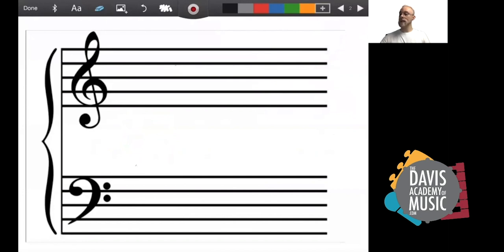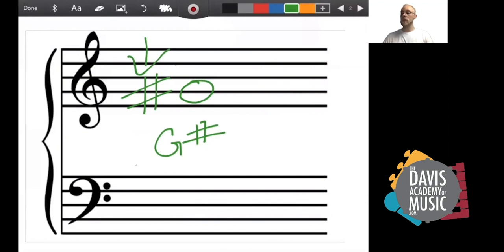Here I have for you our grand staff, and if I were to draw for you a G, that would be a white key on the piano. Now if I go ahead and modify it with a sharp, that would raise the G up to a G sharp. Now I want to stop here for a moment and notice that the sharp on the staff is always written before the note. So there's a sharp and then the note. However, when we write it with our letter names, we write G first, and then the sharp comes after.